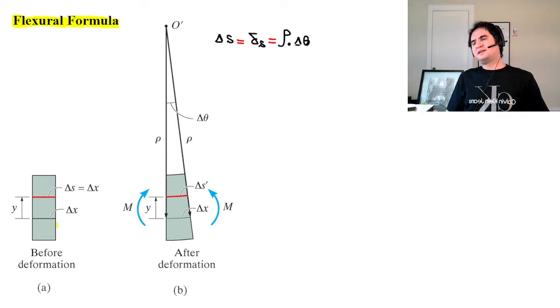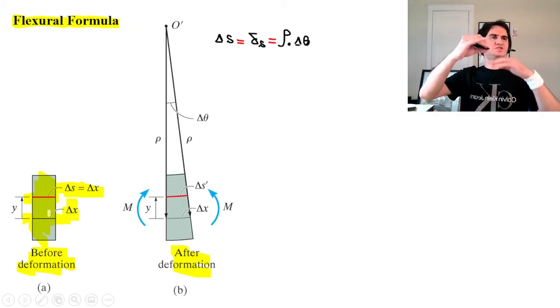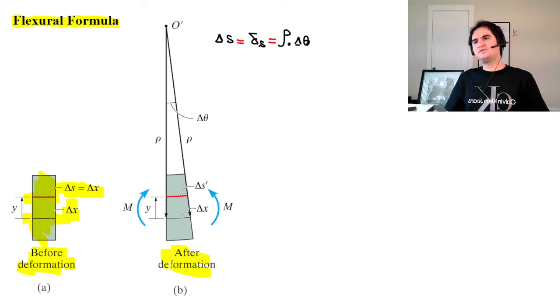Let's look at the element before deformation and after deformation. Before the deformation, it's just an intact rectangle. So for any part of the sample, delta S is equal to delta X, there is no change from the bottom to the top. But after the deformation, you can easily see delta X at the bottom is bigger than delta S prime at the higher sections. So why is that? That's delta S or delta X. We showed that by both.